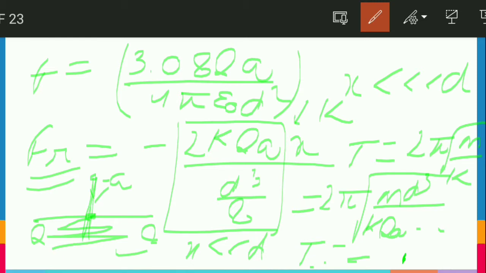Let's say it will be equal to root 2 times t1, where t1 is this thing.